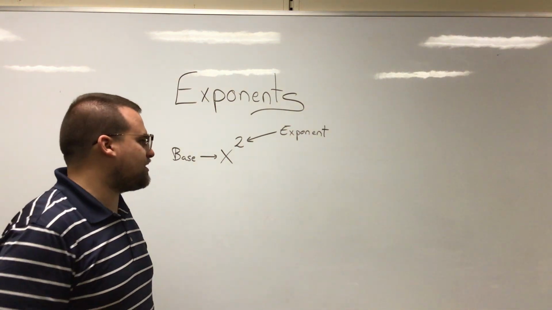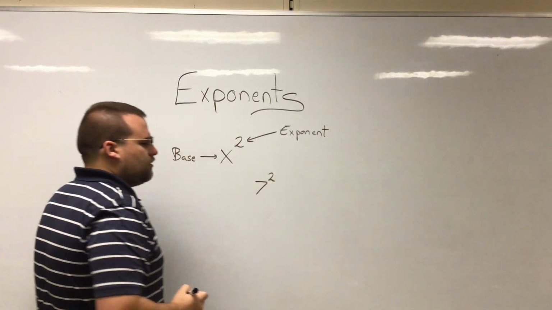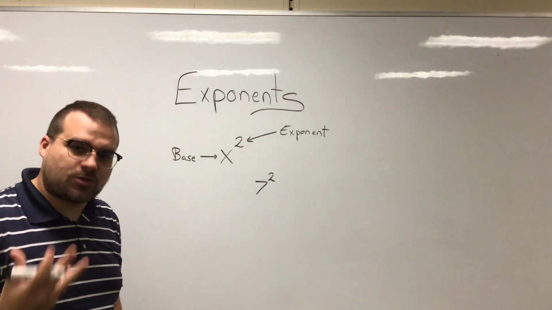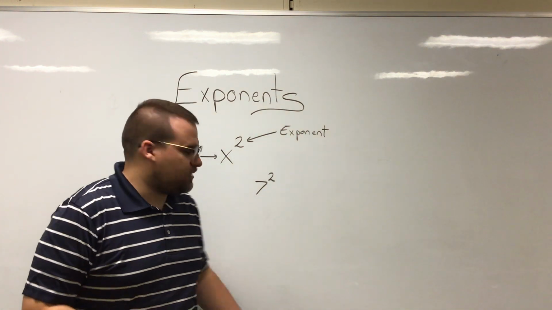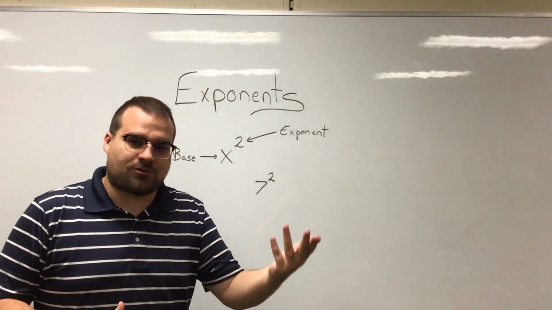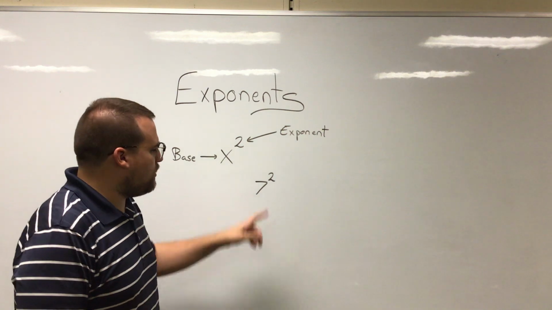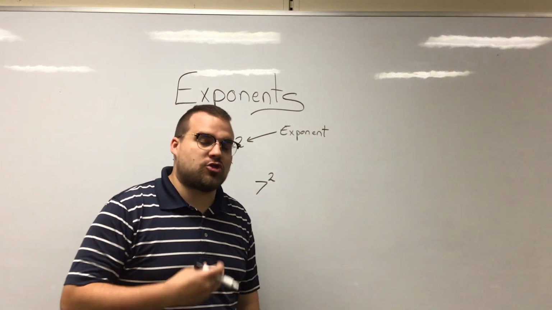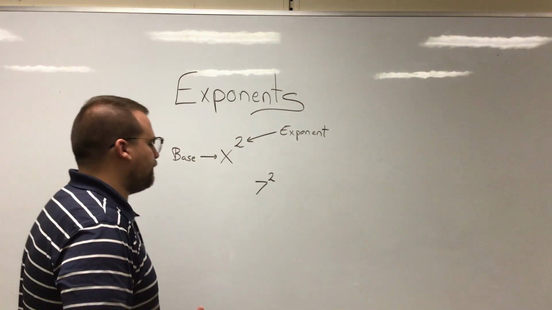Now let's do an example. Let's say 7 to the second power. That's a way that we could verbally talk about an exponent. 7 to the second power, or maybe to the third power if it was a 3 up there, or the fifth power if it was a 5. We also have the shorthand way of saying squared if it's a 2. That's something you're probably going to hear a lot.